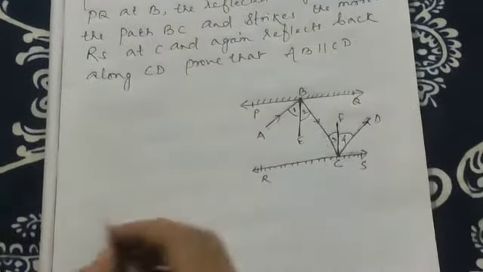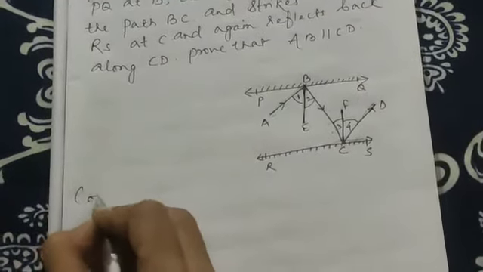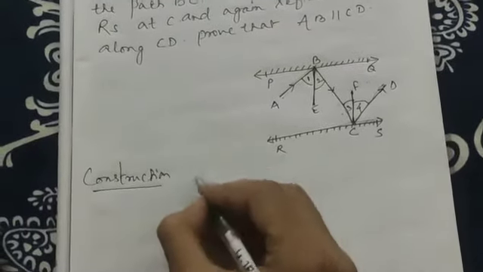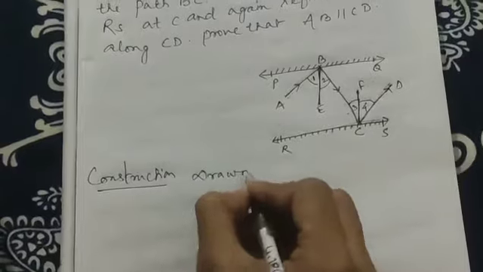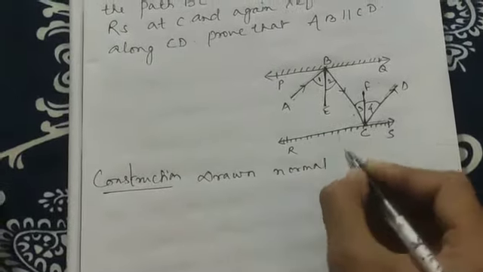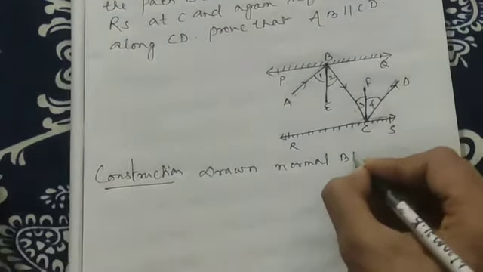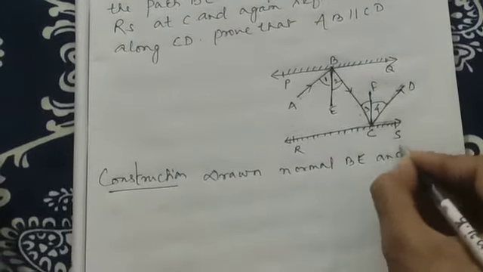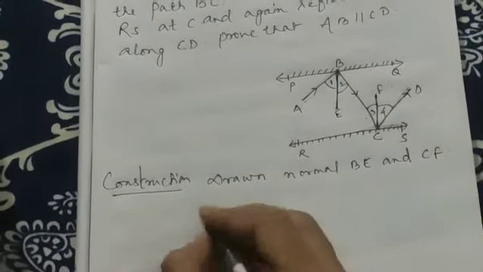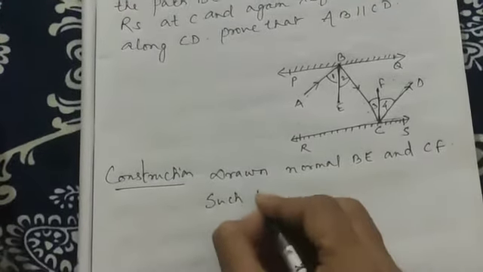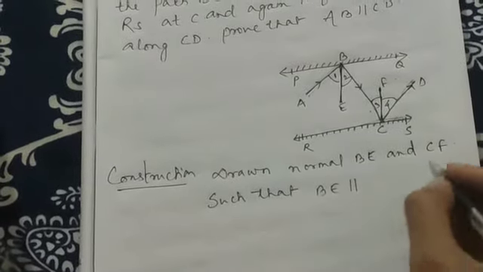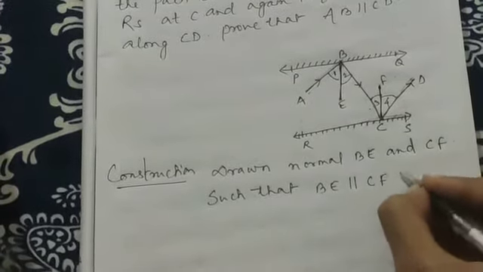So let us first write down construction. What we have done: drawn normals BE and CF such that BE is parallel to CF.